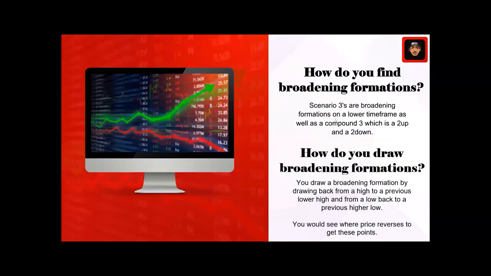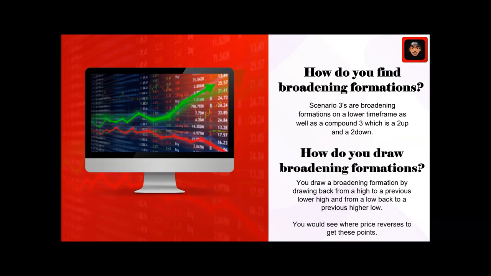So how do you find broadening formations? Scenario threes are broadening formations on a lower time frame, as well as a compound three, which is basically a two up and then a two down, which takes out the high of a range, and then the two down takes out the low of the range, right?